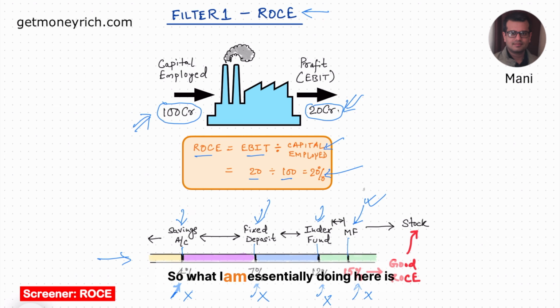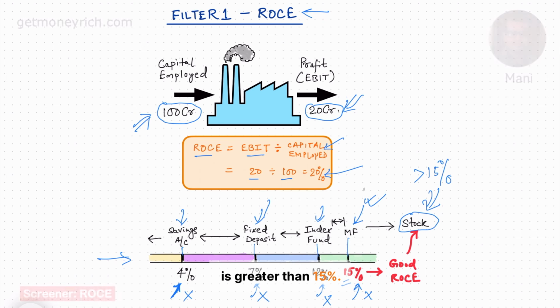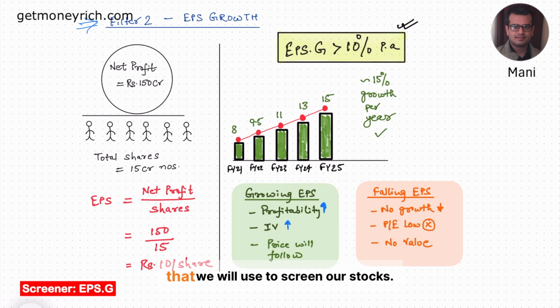So what I am essentially doing here is I want to find that stock which has a capability of generating a return higher than 15%, and to get to that return I need a stock whose ROCE is greater than 15%. So here the filter that we are applying for ROCE is greater than 15%. Now let's talk about filter number 2 that we will use to screen our stocks. It is EPS growth rate.